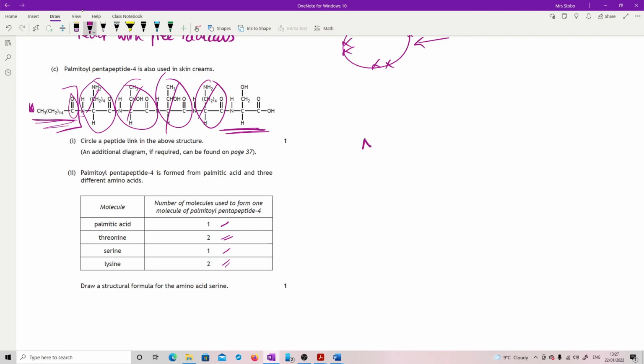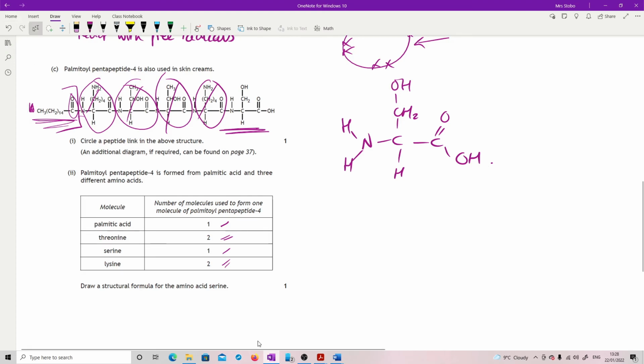So all we've got to do is re-establish that NH at the end. We've got a hydrogen here, CH2, OH, C double bond O, bond OH. And there's your serine. See, I thought it was an odd question. You had to think quite hard. And that's it.